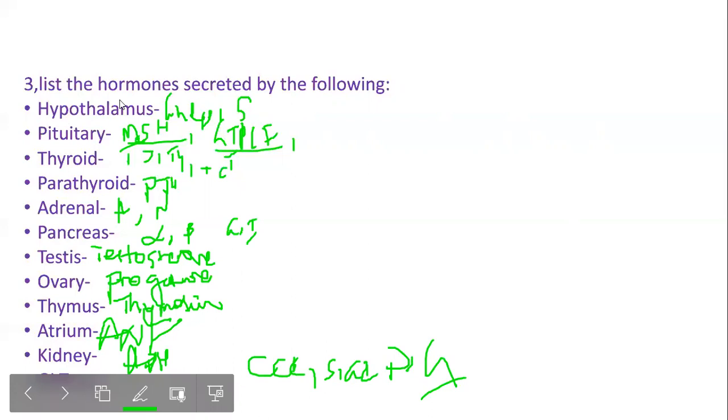So hypothalamus gives somatostatin and gonadotrophin releasing hormone. Pituitary pars distalis gives growth hormone, thyroid stimulating hormone, prolactin, luteinizing hormone, and follicle stimulating hormone, whereas pars intermedia gives MSH. Thyroid gives T3 and T4, parathyroid gives parathyroid hormone, adrenal gives adrenaline and noradrenaline, pancreas alpha cells and beta cells give glucagon and insulin, testis gives testosterone, ovary progesterone, thymus thymosin, atrium ANF, kidney antidiuretic hormone, and the gastrointestinal tract gives secretin, gastrin, cholecystokinin, and gastric inhibitory peptide.